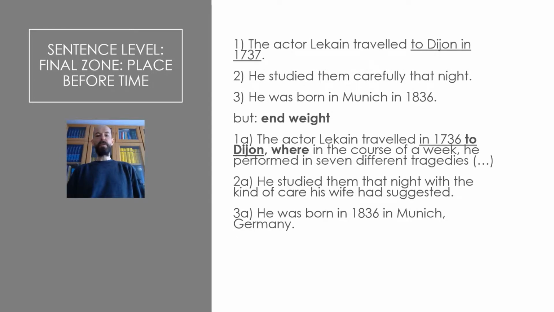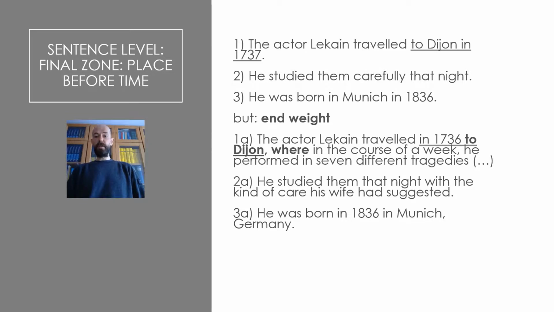Now, one principle that concerns the final zone, and that you're probably already familiar with, is place before time. So we get sentences like, the actor Lequin travelled to Dijon in 1737, or he studied them carefully that night, or he was born in Munich in 1836. But this type of ordering, this rule, may be overridden by other factors such as end weight, as we can see in the following sentences.